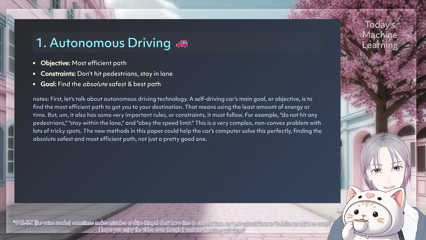This is a very complex, non-convex problem with lots of tricky spots. The new methods in this paper can help the car's computer solve this perfectly, finding the absolute safest and most efficient path, not just a pretty good one.